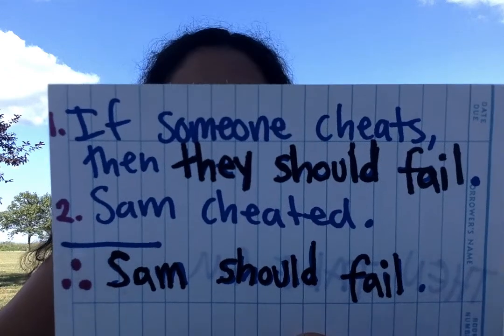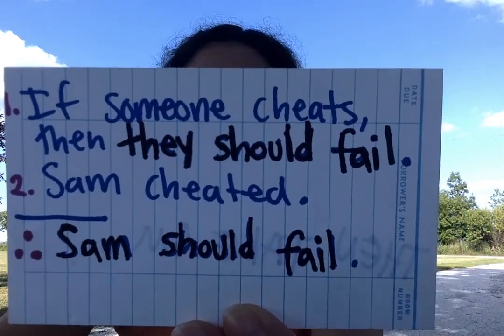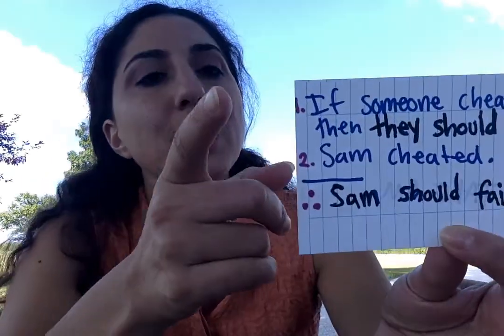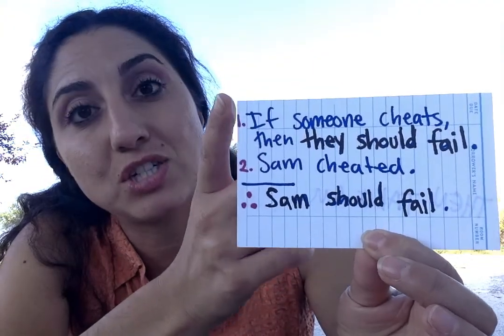Here is a different example. If someone cheats, then they should fail. That word "if" is telling us that it's sufficient for someone to fail that they cheated. One way you could fail is just by doing poorly, but another way you could fail is by cheating. And if you cheat, then you will fail, or then you should fail. There, the word "if" is giving us a sufficient reason.